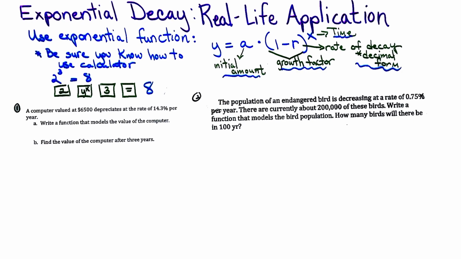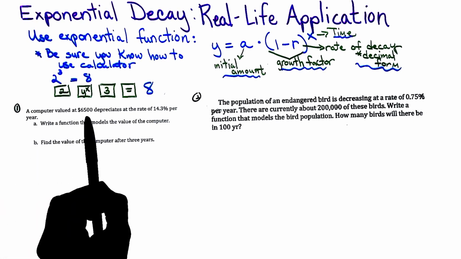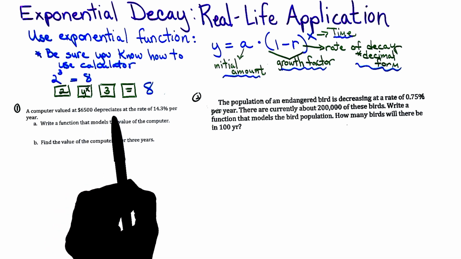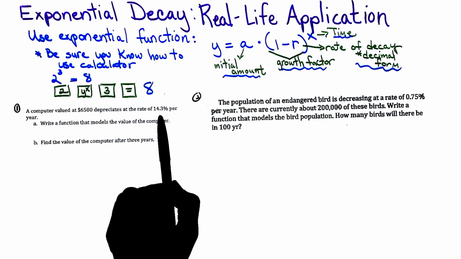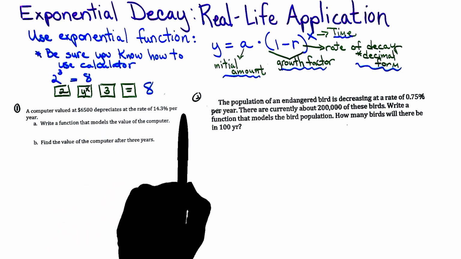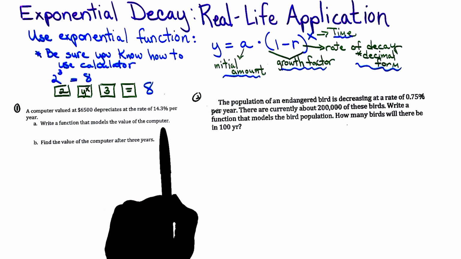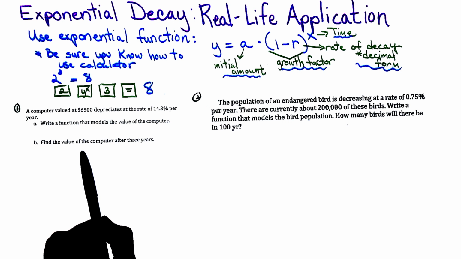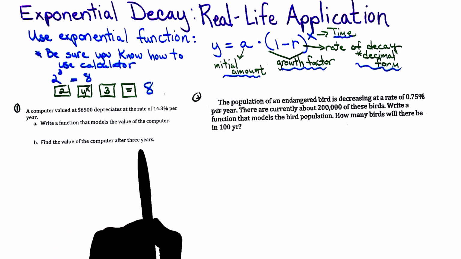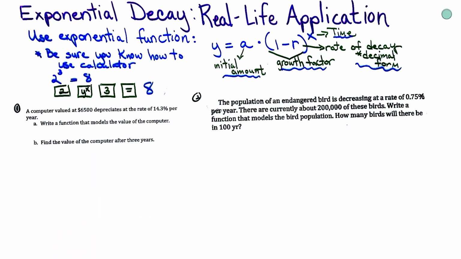Question number 1 says, a computer valued at $6,500 depreciates at the rate of 14.3% per year. Write a function that models the value of the computer and then find the value after just 3 years. All right, well, let's mark our text.